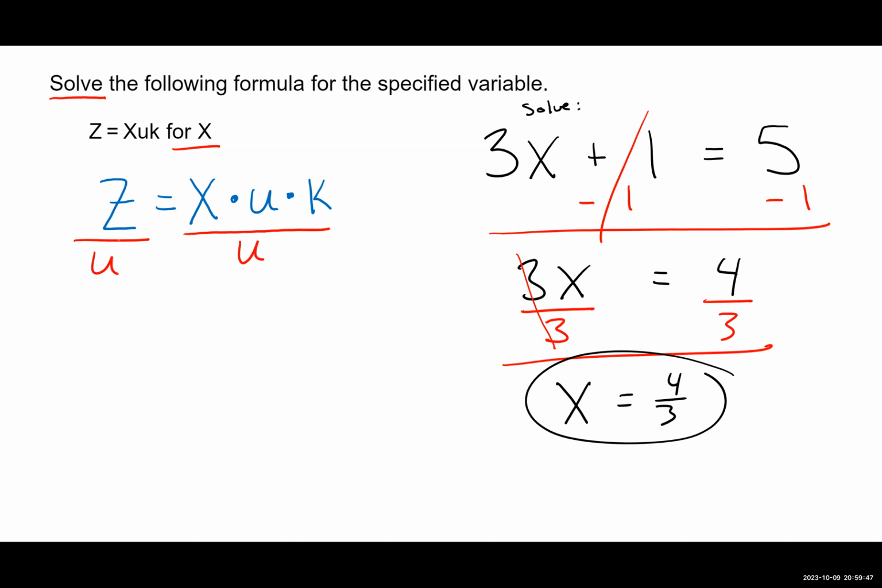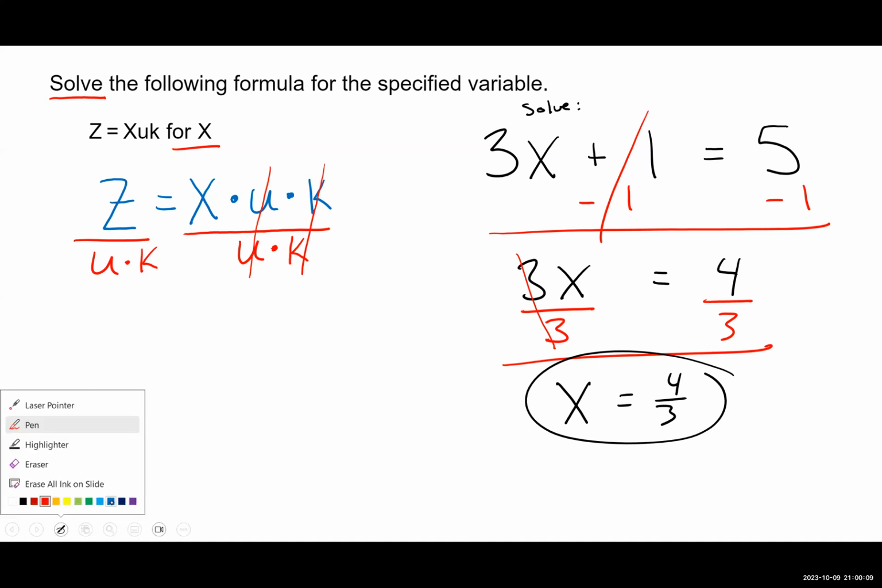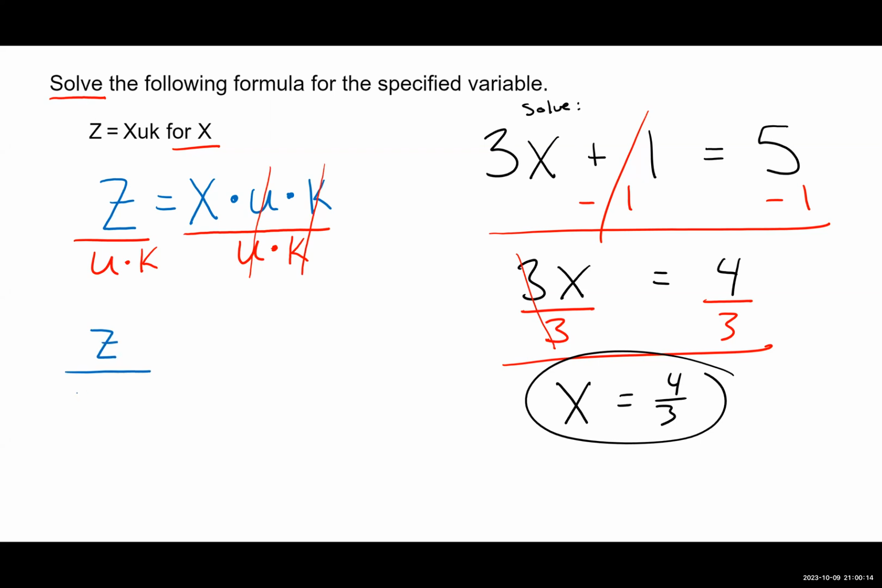And we could do this all in one step, actually. Putting that divide by u on both sides lets us cancel the u. We could also divide by k. If we divide both sides by k, that'll cancel off that k. And now what we have on the left-hand side is z over u times k. And on the right, we have x.